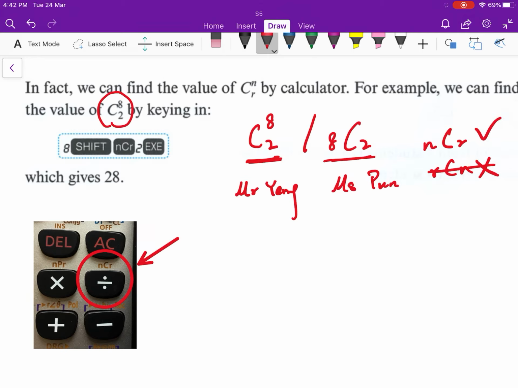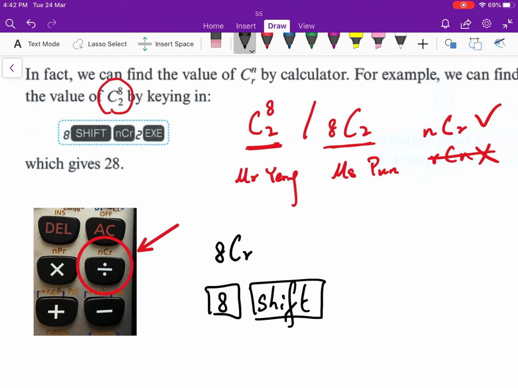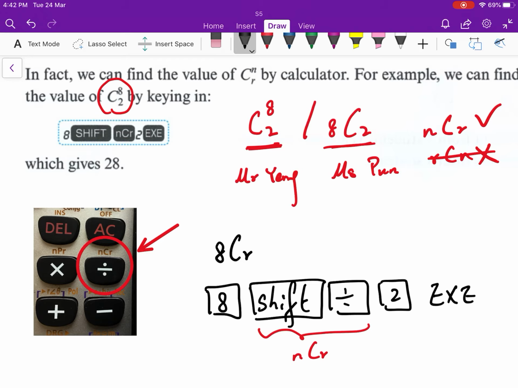Now take a look at this. If I really want to find out 8C2, how can I do it with the calculator? First of all, you type 8, then Shift, Shift divided by, which will give you the nCr button. So 8 nCr, then 2. Finally, press EXE and it will tell you the answer. The answer must be 28. So this is how to use the calculator to help you find nCr.